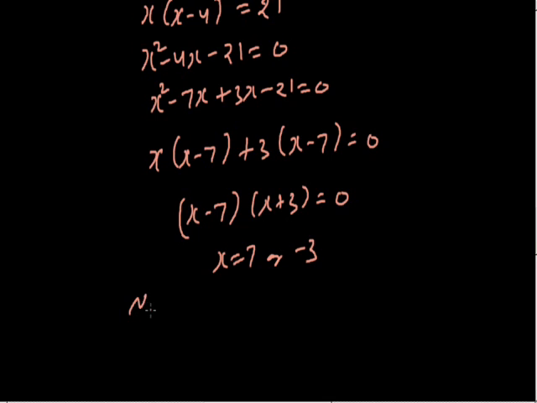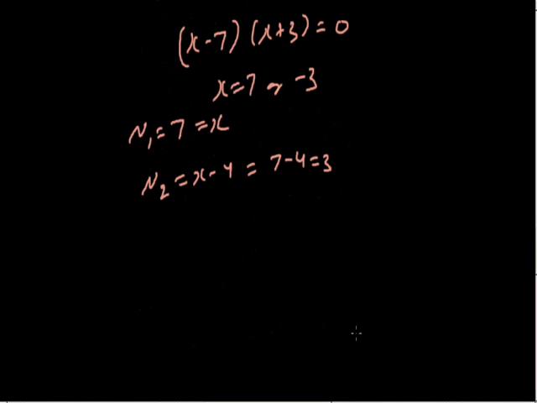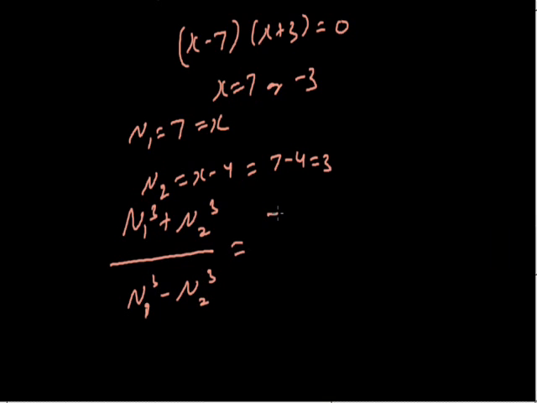Taking n1 equal to 7, which is x, n2 equals x minus 4, which is 7 minus 4, that is 3. Now we have to find the ratio of the sum of their cubes to the difference of their cubes, that is n1 cubed plus n2 cubed upon n1 cubed minus n2 cubed, which equals 7 cubed plus 3 cubed upon 7 cubed minus 3 cubed.